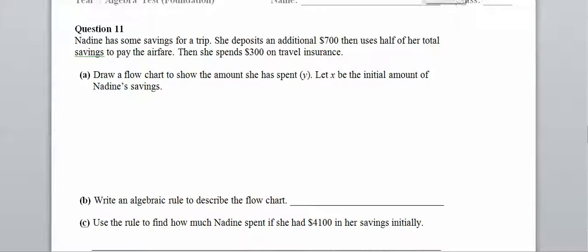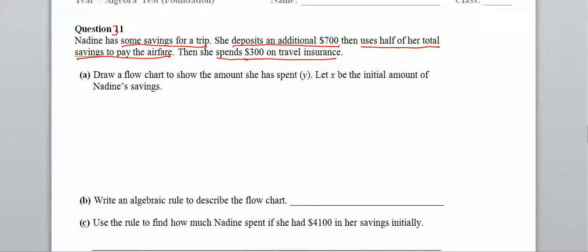Okay, now year 7s, we're continuing on with the short answer and extended response questions. So this question here on your test is question 31. Okay, so Nadine has some savings for a trip. She deposits an additional $700. She then uses half of her total savings for an airfare. Then she spends $300 on travel insurance.